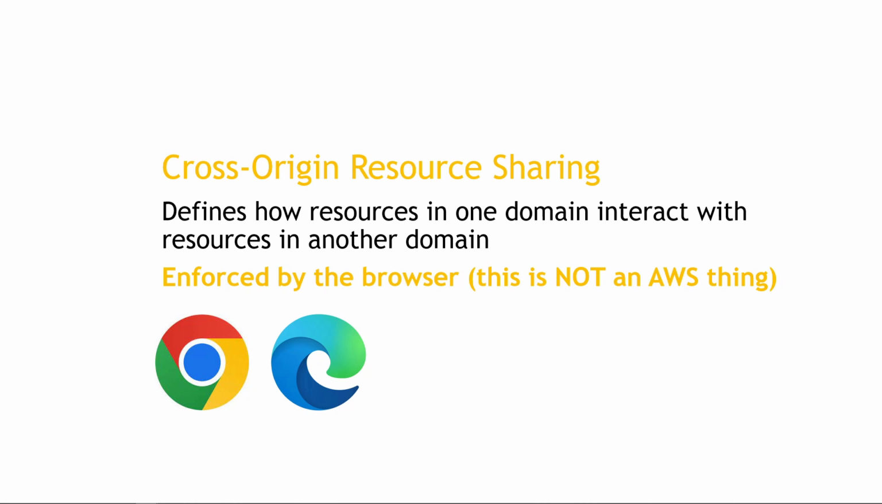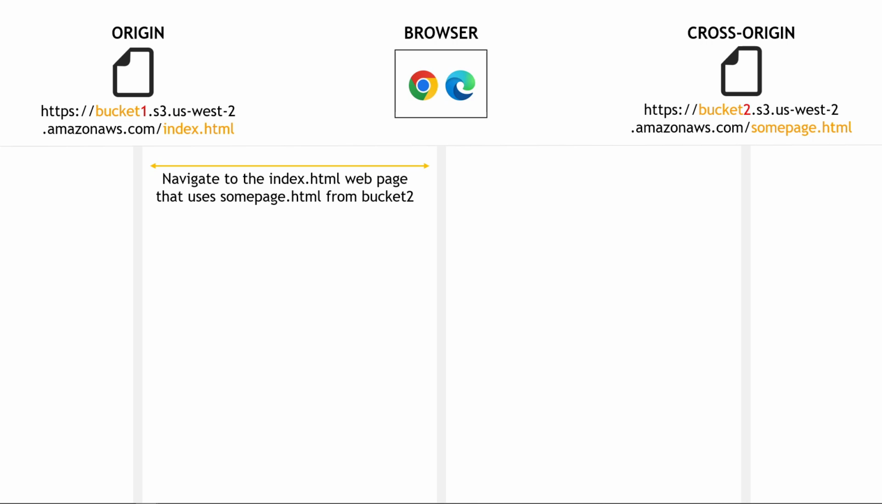But since we're talking specifically about hosting static websites in S3, let's go through an example to illustrate how CORS works in that scenario. So here we have an S3 bucket called Bucket 1, cleverly, in US West 2. On the other side, we have Bucket 2 that also lives in US West 2, but you'll see that we're in different domains here because the host name is different, Bucket 1 and Bucket 2. And then in between, we have our browser. So let's walk through how this works. From the browser, we're going to navigate to the index.html page that lives in Bucket 1. That page actually pulls in another HTML page called somepage.html that lives on Bucket 2.